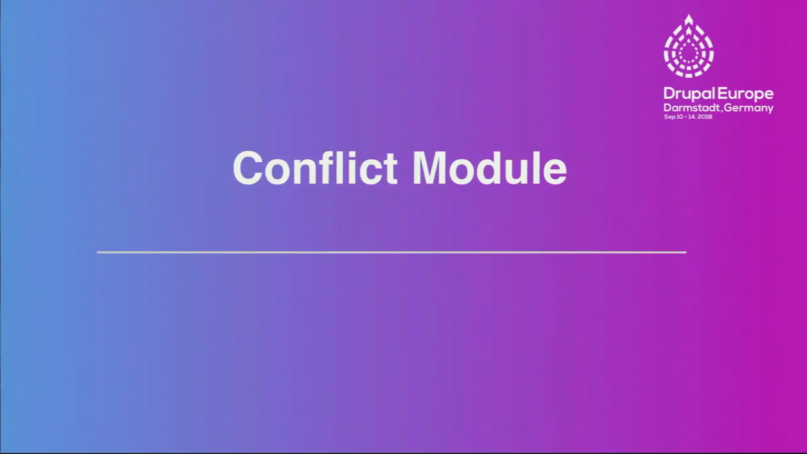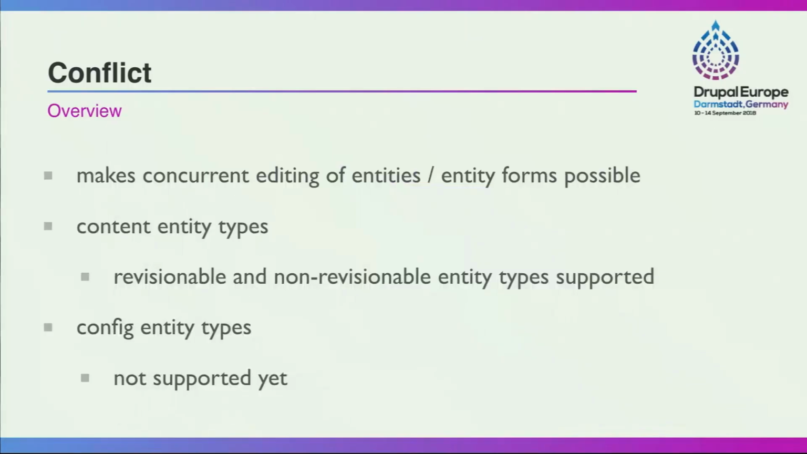So then we go to the conflict module. Like I already told you during the autosave overview, the conflict module is there to make it possible for multiple users to edit the same entity form at the same time and to make submissions. We support all content entity types. It doesn't matter if they're revisionable or not.